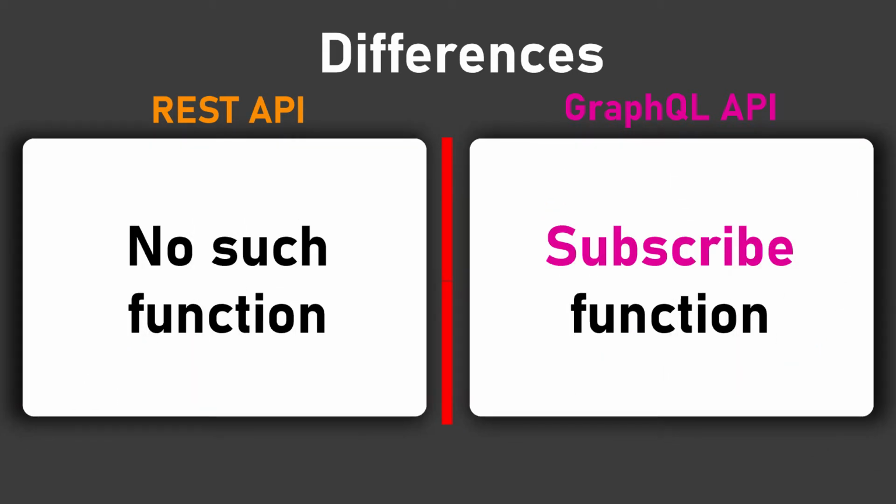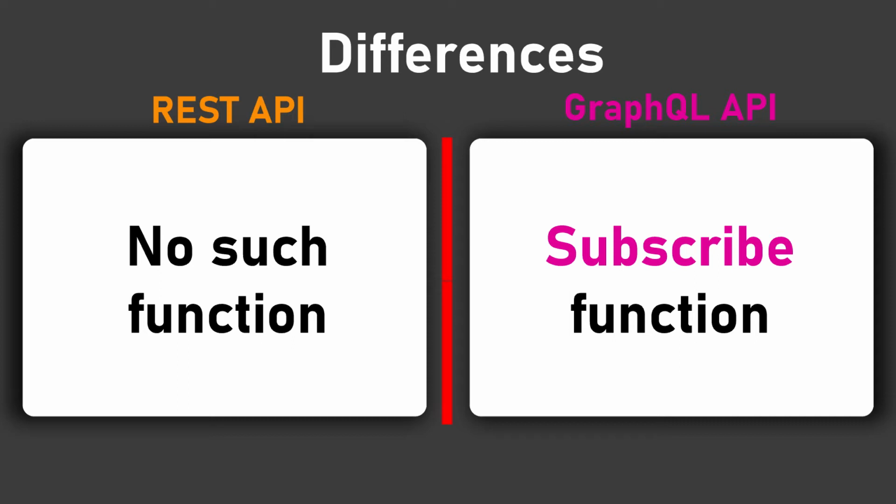And last but not least, one of the most fascinating differences I find in GraphQL over RESTful API is the ability to notify changes. Yeah, the ability to notify changes. What I mean is the application has a notification mechanism built in.